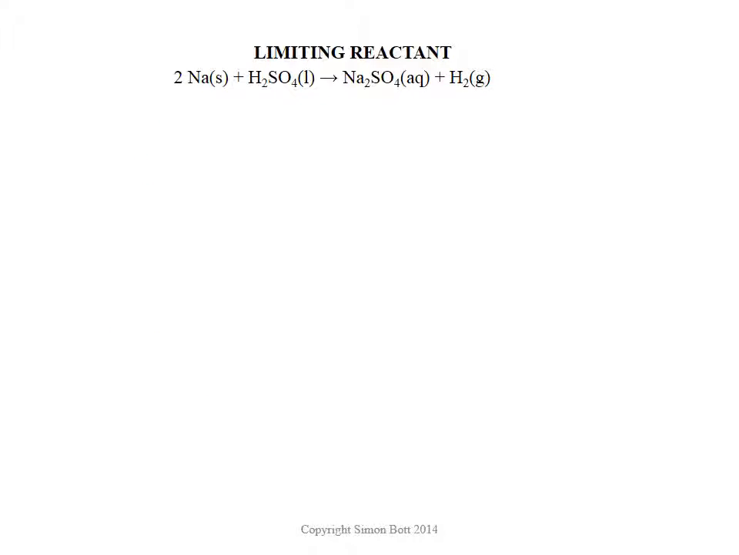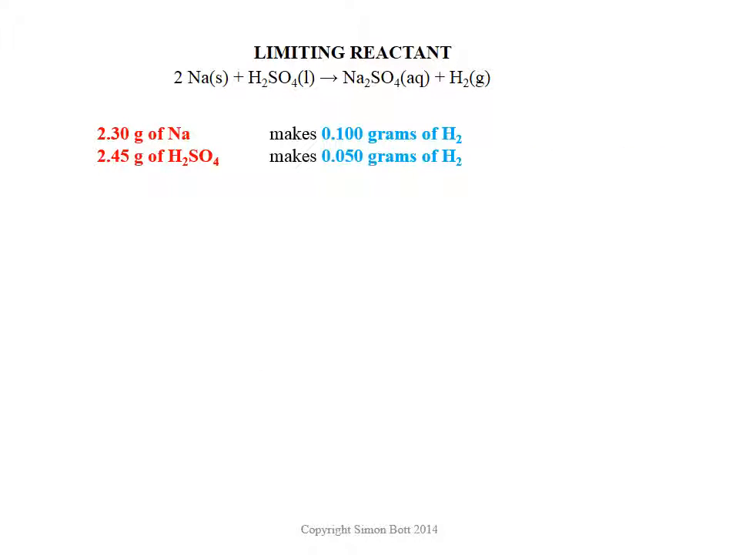Let's refresh ourselves. Here's our reaction. We calculated that 2.3 grams of sodium would be enough to make 0.1 gram of H2. The assumption there is that you have enough H2SO4 to use up all of the sodium, since you're not going to make any H2 without it. Then we asked, how about if I have 2.45 grams of H2SO4? How much H2 can I make from that? You calculated 0.05 grams of H2. Of course, you won't make any H2 without sodium, but in this second question we assumed we had enough sodium.